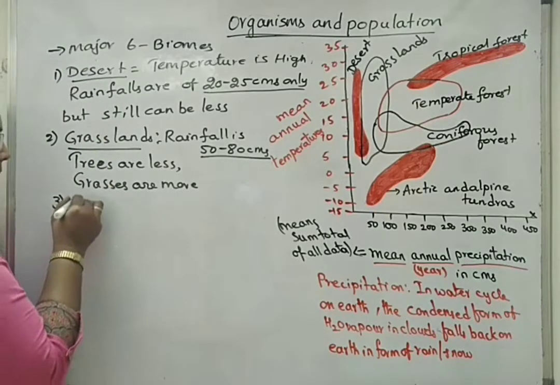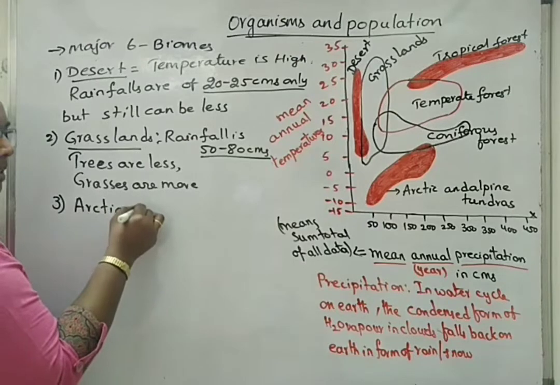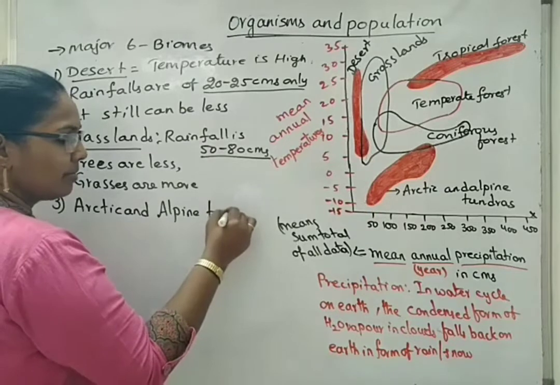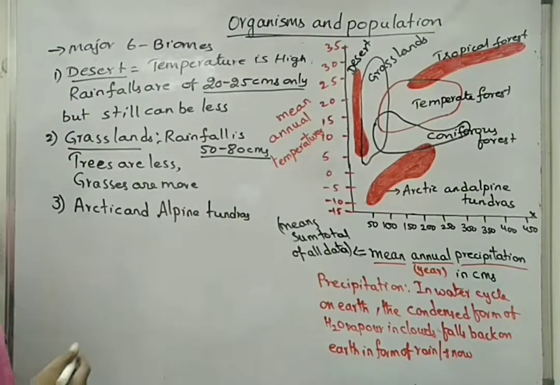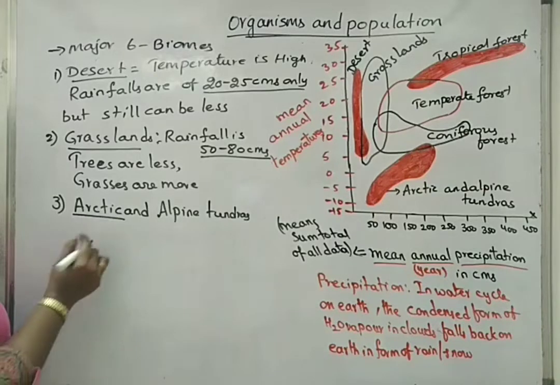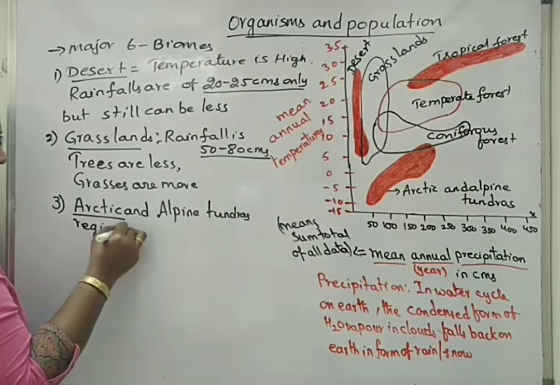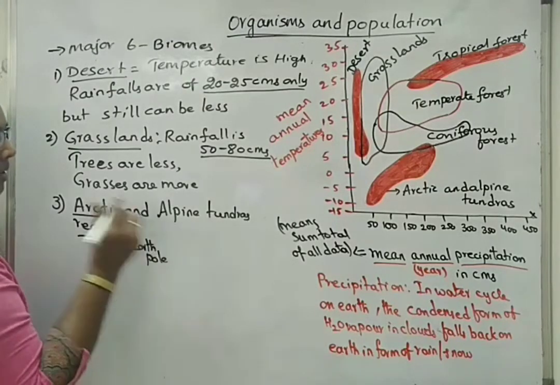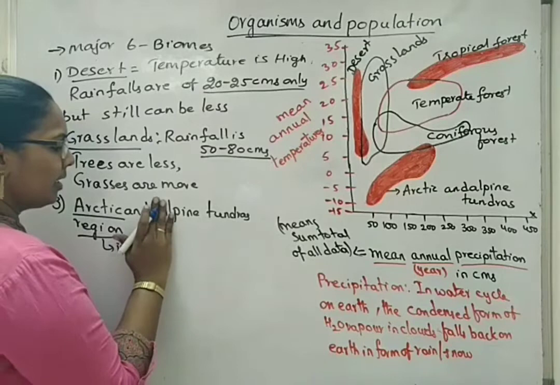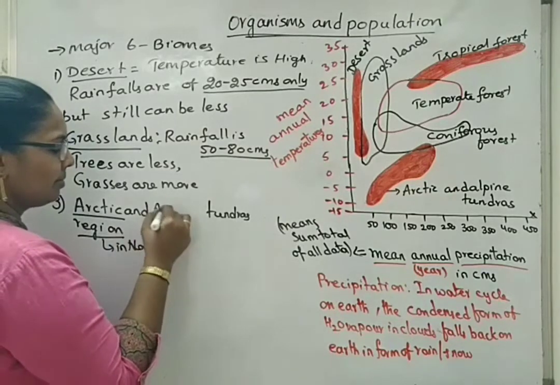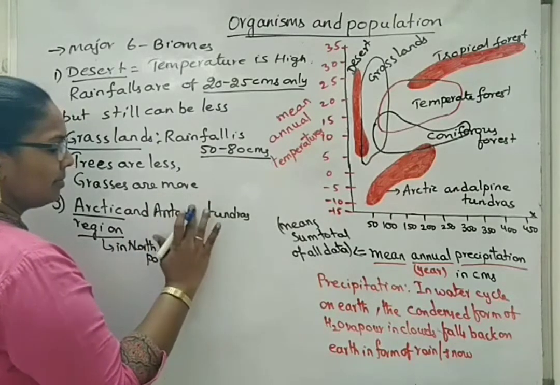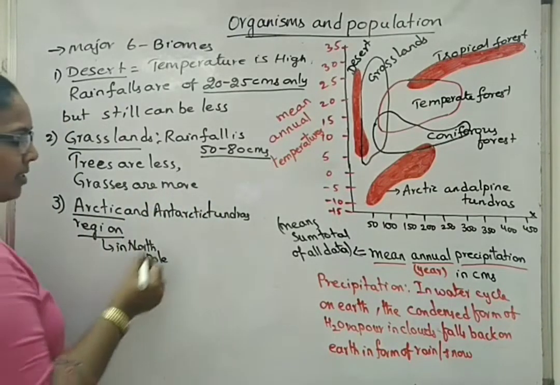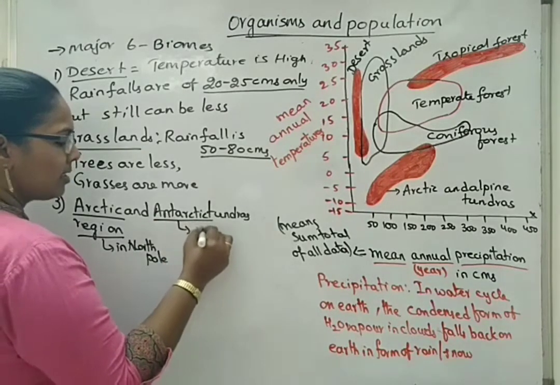Third one is Arctic and Alpine regions. So Arctic region is in the North Pole. We can also use a term like Arctic and Antarctic. If you see like this, then only the concept will be easy for you to understand. Antarctic is in the South Pole.